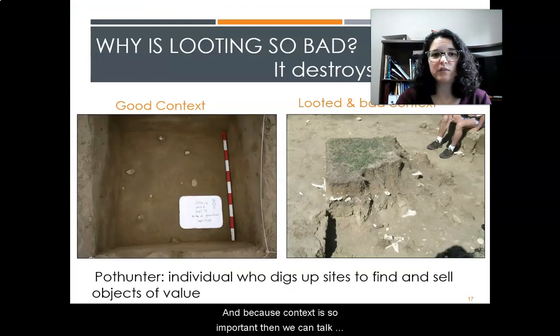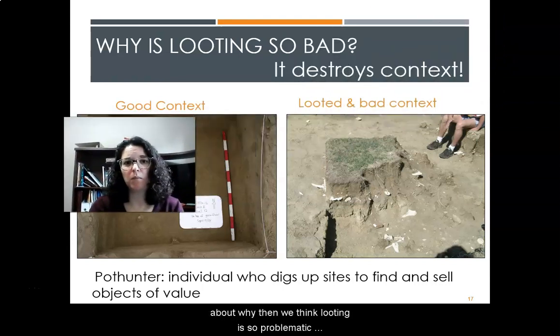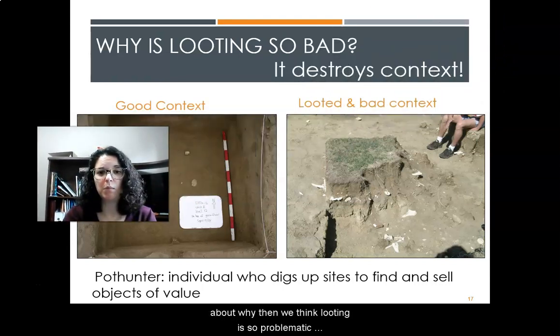And because context is so important, we can talk about why we think looting is so problematic. When pot hunters dig up sites to find and sell artifacts that they have assigned a value to, this impacts our ability to interpret those finds, and that's a negative thing.